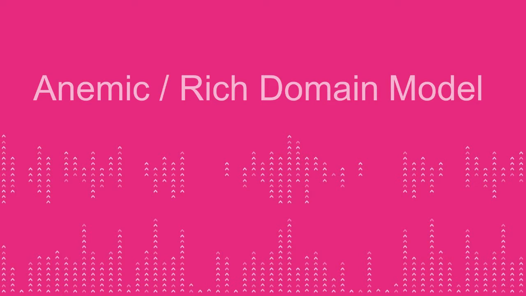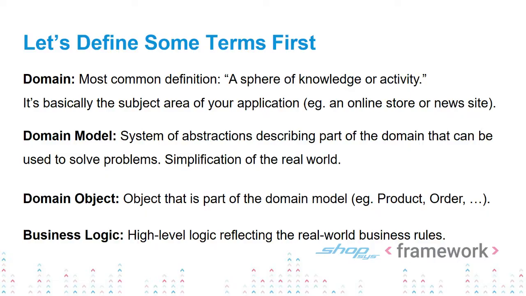The first term is domain. It has some dictionary definition, a sphere of knowledge or activity, which is not very explaining. It's basically the subject area of your application, the thing your application is about. It can be an online store, it can be a news site, that's your domain.